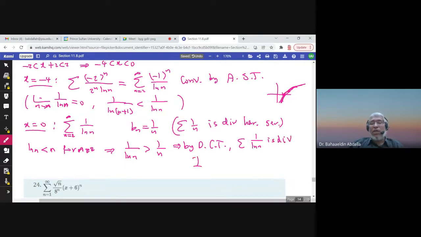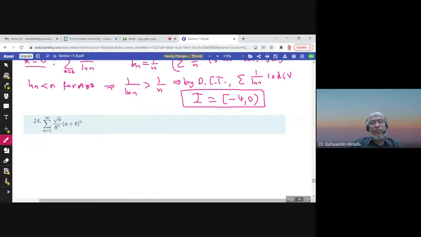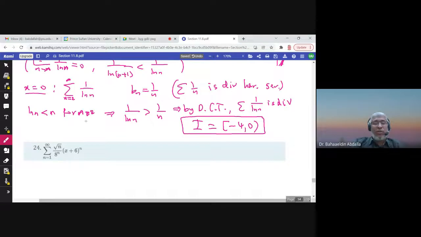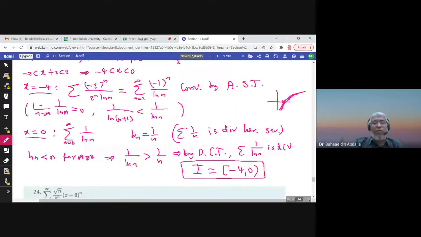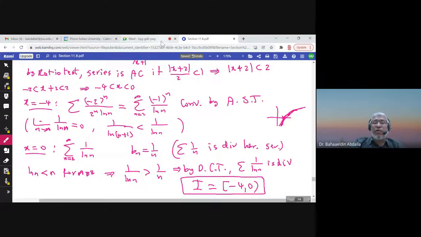And then the interval of convergence: at negative 4 it is convergent, but at 0 it is not. Ratio test. Let me stop here, not to make it too long, and solve the other exercises in another video.